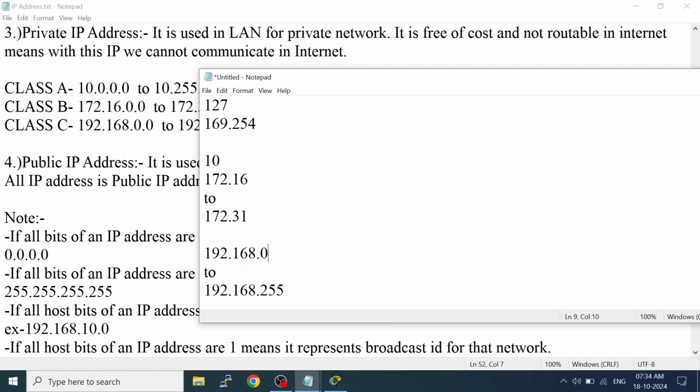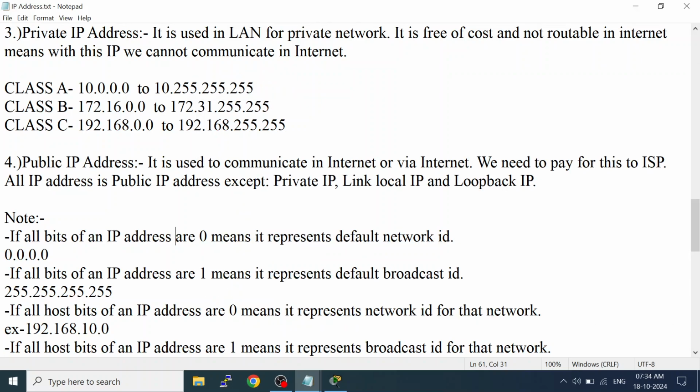If suppose there is a 192.167, it becomes a public IP. Understood? When it will be private, to memorize it, the best pattern is to remove this one and remove this one. If any IP address starts with 192.168, it is a private IP. If it starts with 10, private IP. 172.16, if it is 15, then public IP. Clear? So like this you have to memorize these numbers.